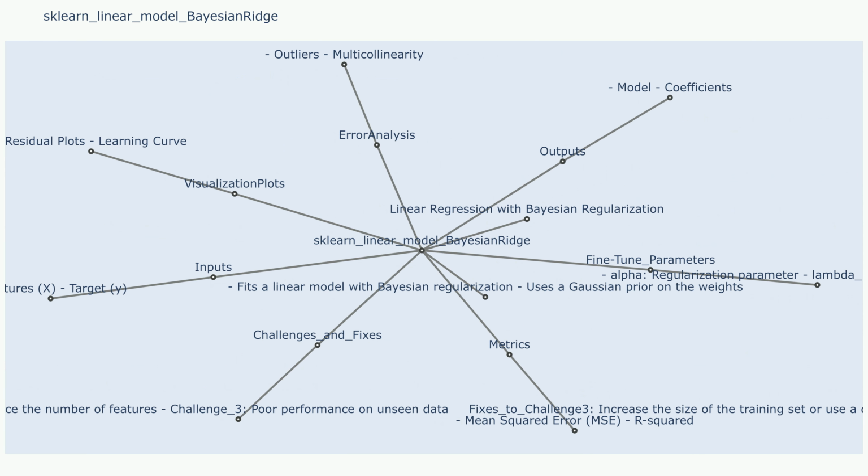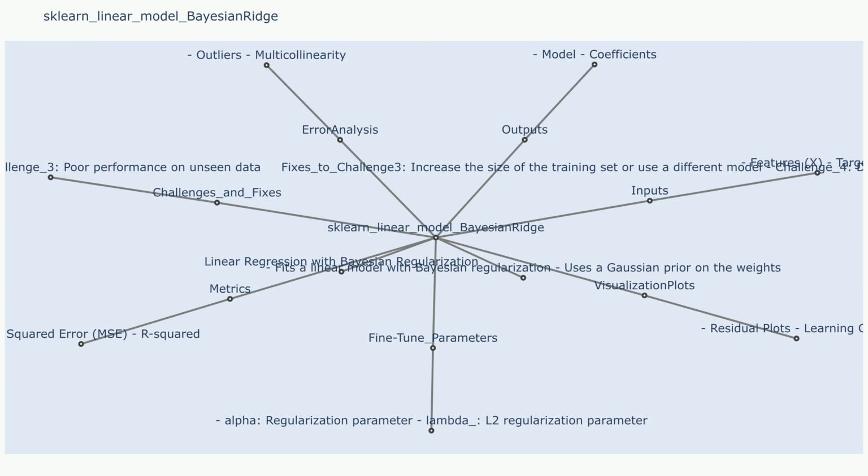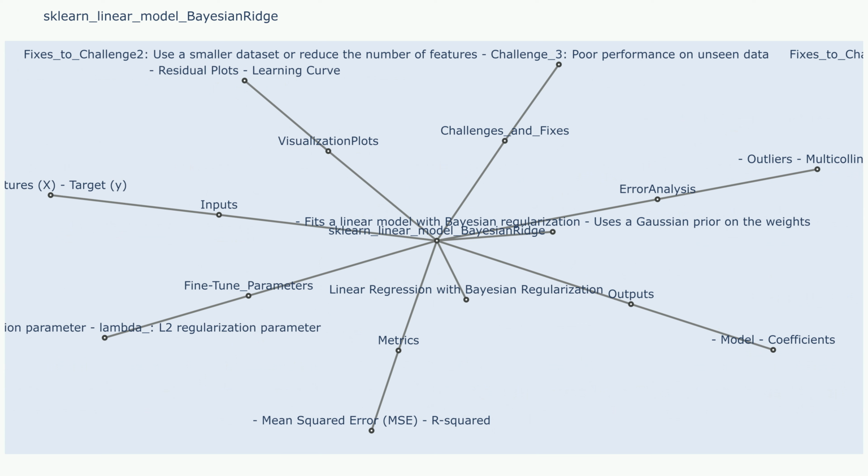Inputs. X: a 2D array representing the features or independent variables of the dataset. Each row corresponds to a data point, and each column corresponds to a feature. y: a 1D array representing the target variable or dependent variable. Outputs. Coef: a 1D array representing the estimated coefficients of the linear model. Each element corresponds to a feature. Intercept: the estimated intercept of the linear model.